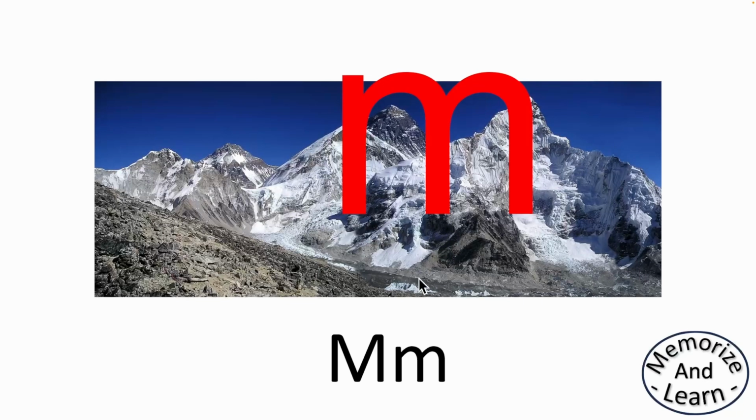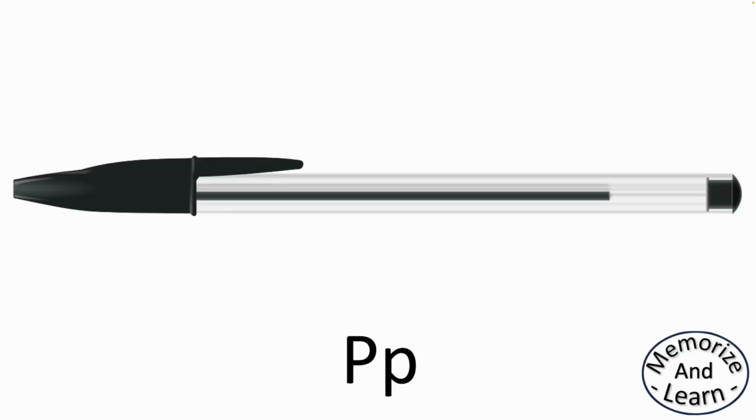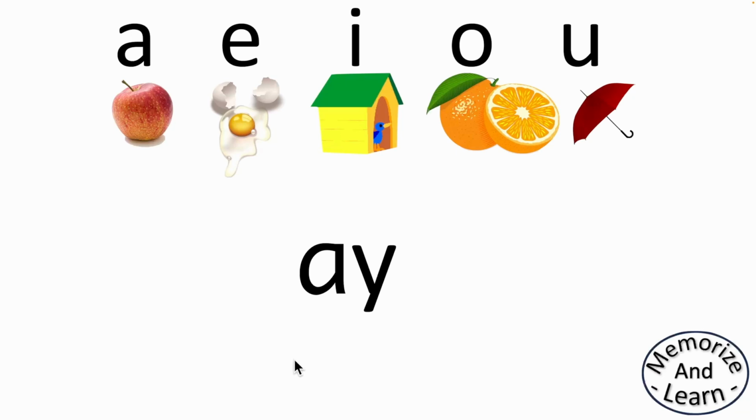What is the sound of this letter? Like mountain. Mountain begins with the sound M. What is the sound of this letter? P. P makes the sound P. The word pen begins with the sound P. We have another word that also uses these 2 letters.